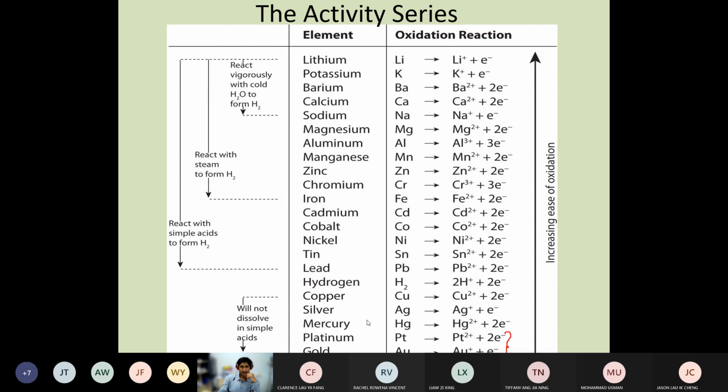One is platinum, another one is gold. Gold is AU, actually it is A and U. AU is gold, and platinum. I'm sure that all of us have heard about platinum and gold as well, because these two elements are very precious, we call, and expensive elements.